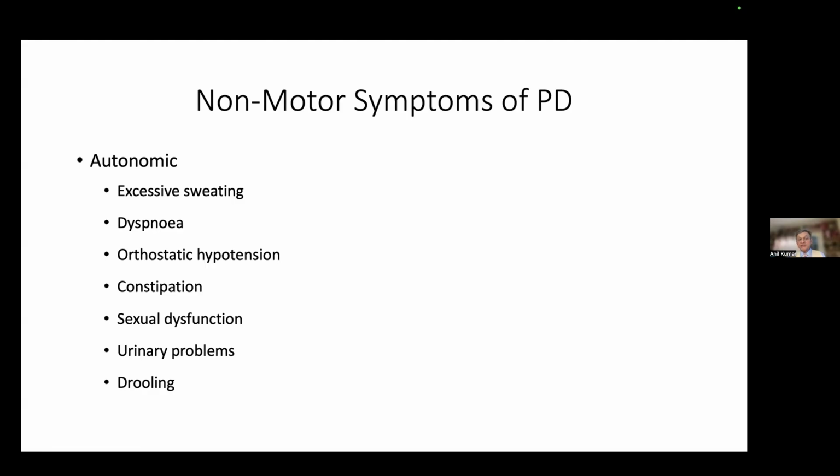Autonomic symptoms: excessive sweating, and shortness of breath because all the chest muscles are stiff, so they can't breathe. So that is again a presentation. Orthostatic hypotension, as I mentioned to you, constipation, sexual function involvement, urinary problems, nocturia, and suddenly rushing to the toilet like overactive bladder syndrome, drooling.